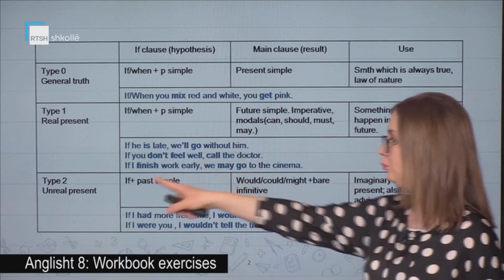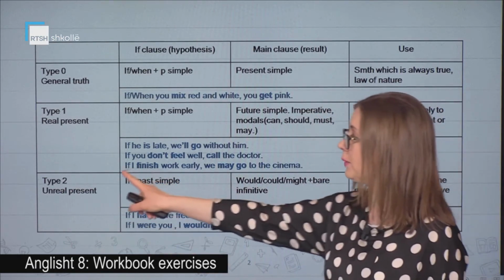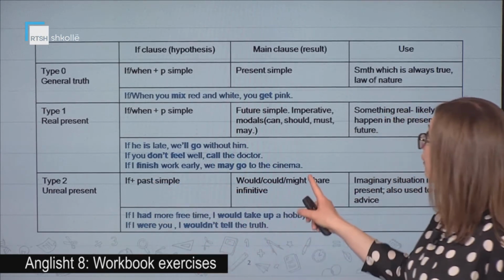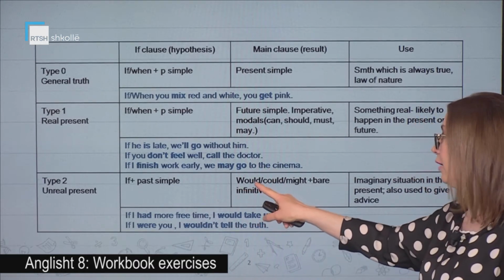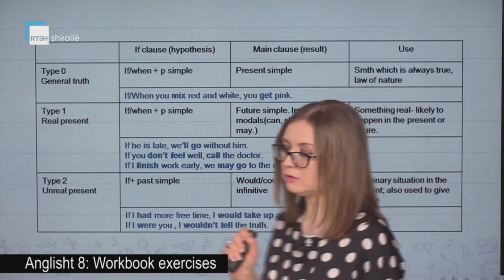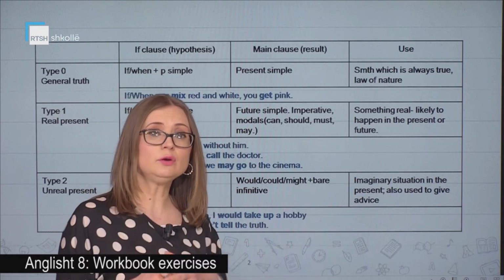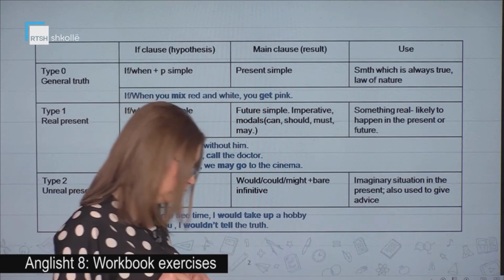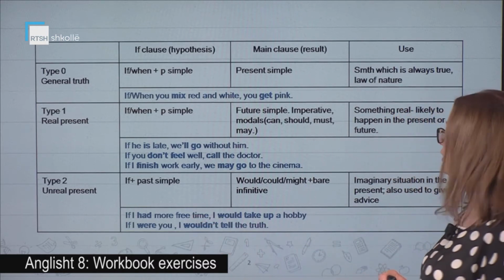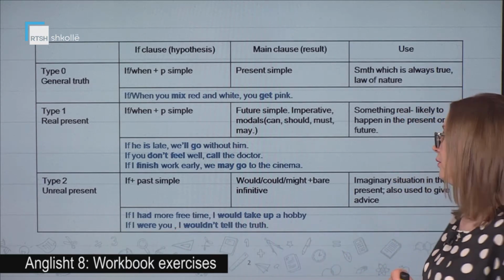Let's talk about type 2 conditional that talks about unreal present. At the first part of the sentence, at the if clause, we should use past simple, whereas at the main clause we have would, could, or might plus bare infinitive. What is second conditional? It's an imaginary situation in the present, and we also use second conditional to give advice. Let me read the sentences for you. If I had more free time, I would take up a hobby. If I were you, I wouldn't tell the truth.